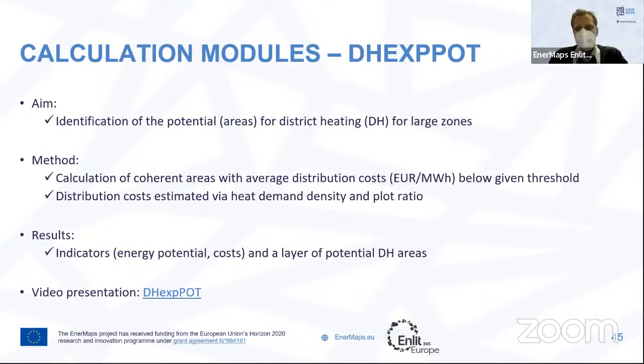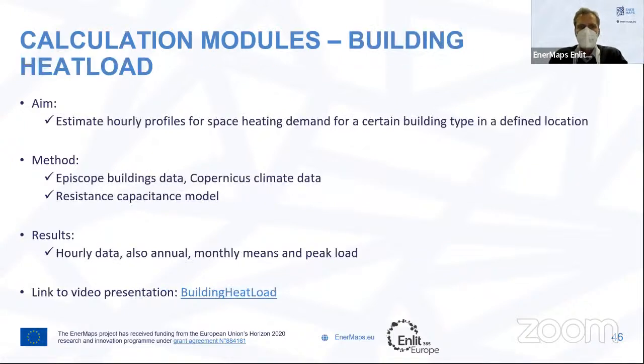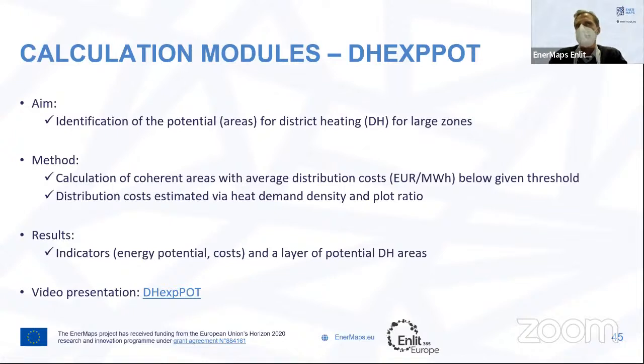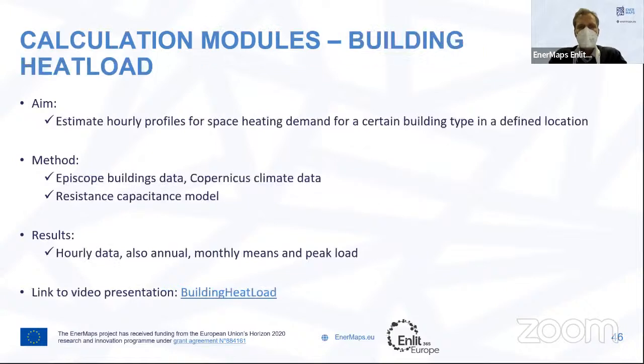Then we have another module, DHXPOT. It's actually to quickly estimate the economic potential for district heating in larger regions based on a limitation of the heat distribution costs. And then we also have one calculation module to quickly come up with a load duration or with a load profile for buildings in a certain location or certain buildings in a certain location for space heating demand.